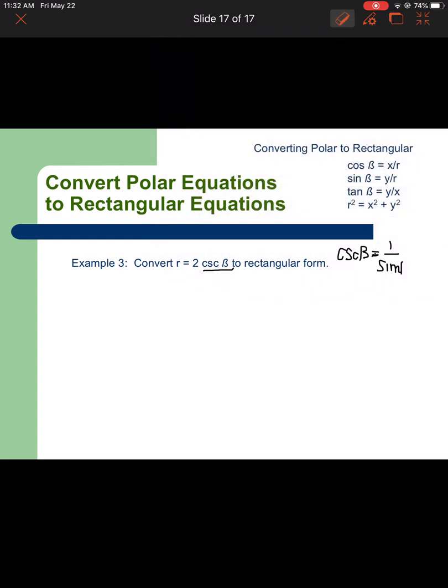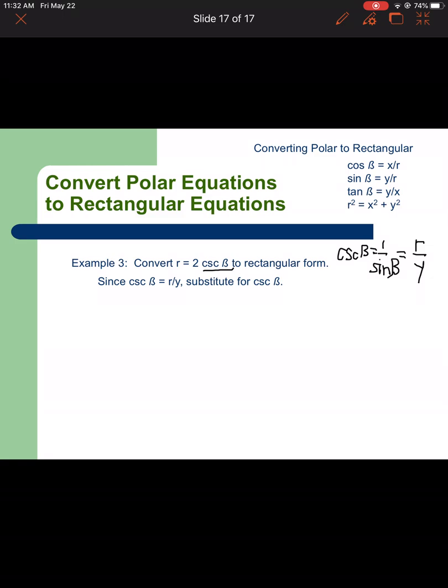That's wrong. Cosecant of beta was 1 over sine of beta, but let's generalize it even more because that's specifically on the unit circle. This is going to be r over y. Okay, so we have that. We're going to substitute it in. I get r equals 3 times r divided by y.